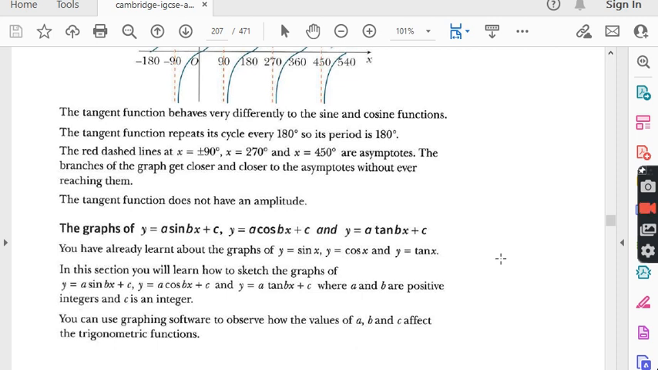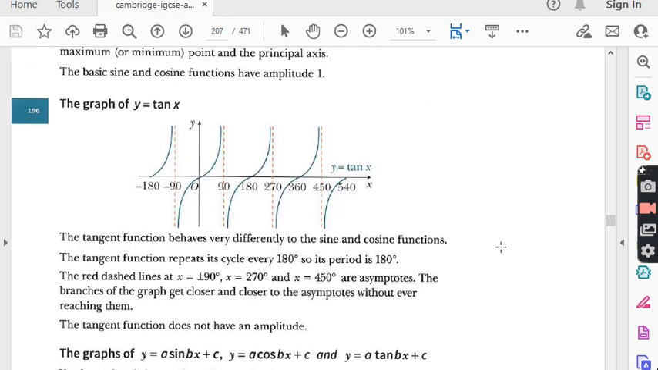the branches of the graph get closer and closer to the asymptotes without ever reaching them. This is very important, students. If you see carefully, all the red lines and all the blue lines are not meeting each other. They are close and closer to each other, but they are not meeting. They cannot meet. The asymptote line and the graph line cannot meet at any point. So if anyone joins these two lines, then the graph is considered wrong.